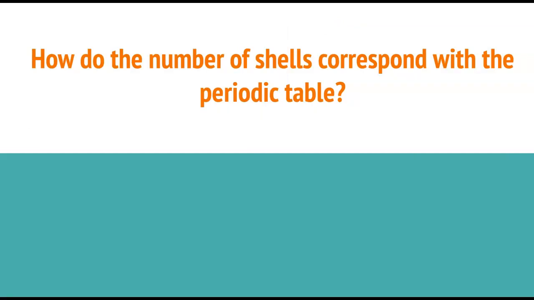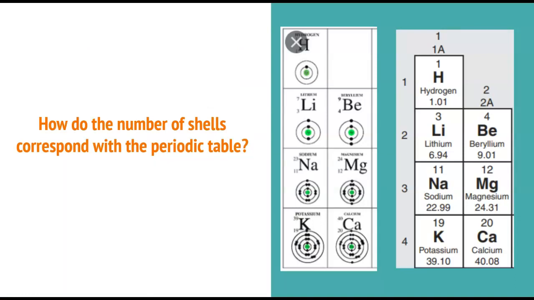So how do the number of shells correspond with the periodic table? Well, you will notice that when you were drawing Bohr diagrams, and here I have a Bohr diagram example of hydrogen, it has just 1 shell. Lithium, you'll notice, has 2 shells. In the first shell, there are 2 electrons. Remember, you can never have more than 2 in the first shell. And in the second shell, we have just 1 left over because remember, lithium only has 3 electrons.